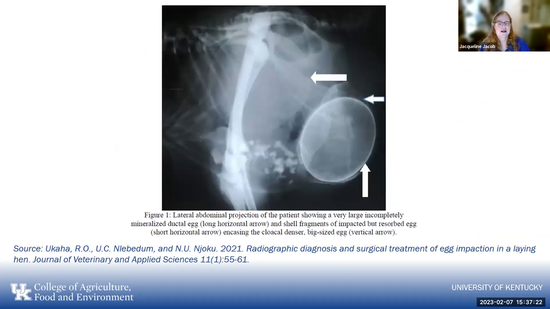And this one is a patient that had a very large, incompletely mineralized ductal egg. That's the one going sideways, so it's still in the oviduct. And then smaller fragments of impacted but reabsorbed egg, where the small horizontal arrow is. And then there's a big egg encasing the cloacal region, near the end, so it's near the vagina. So you can see this poor hen has a lot going on in her oviduct.